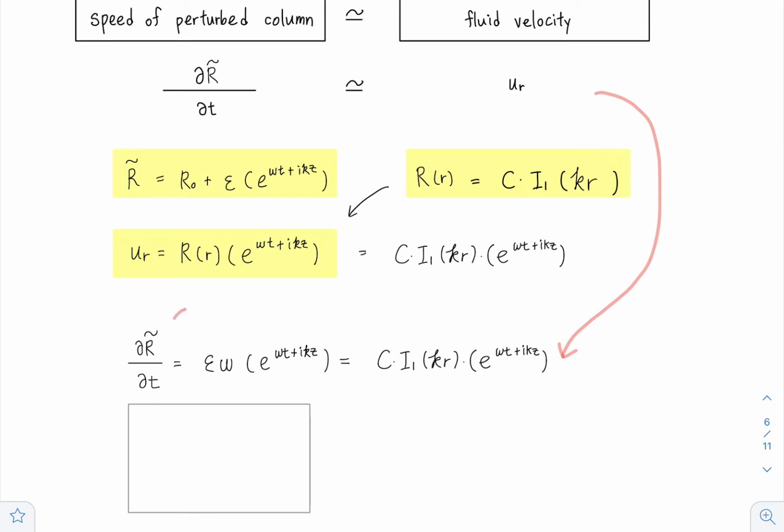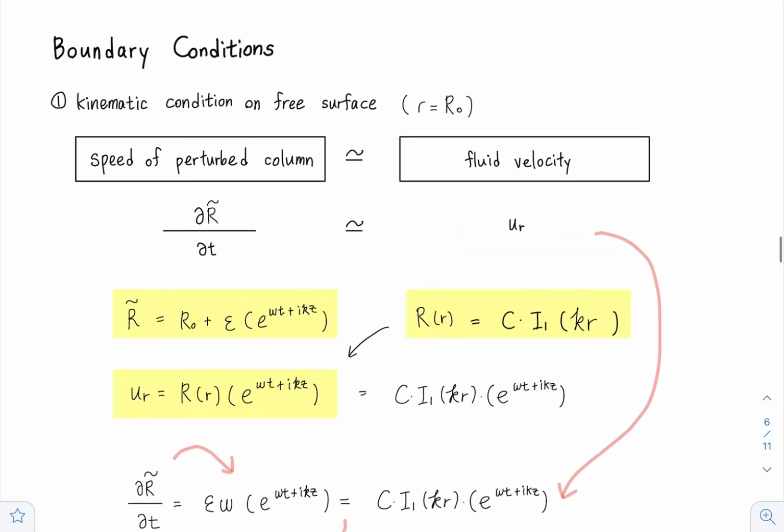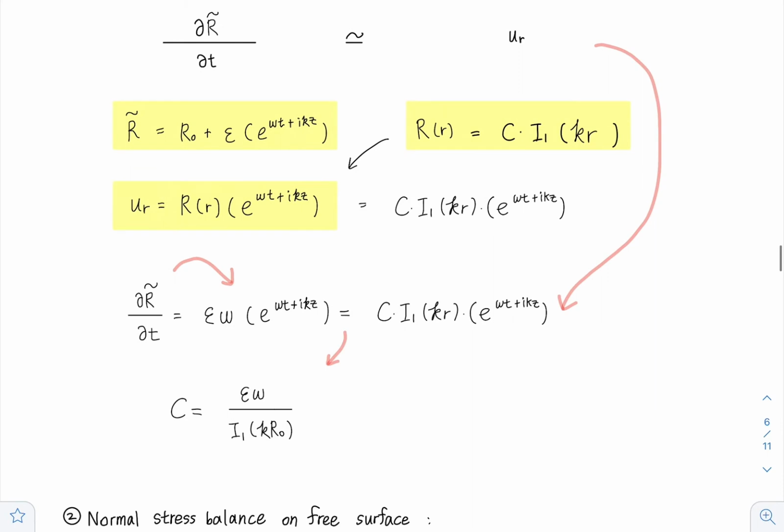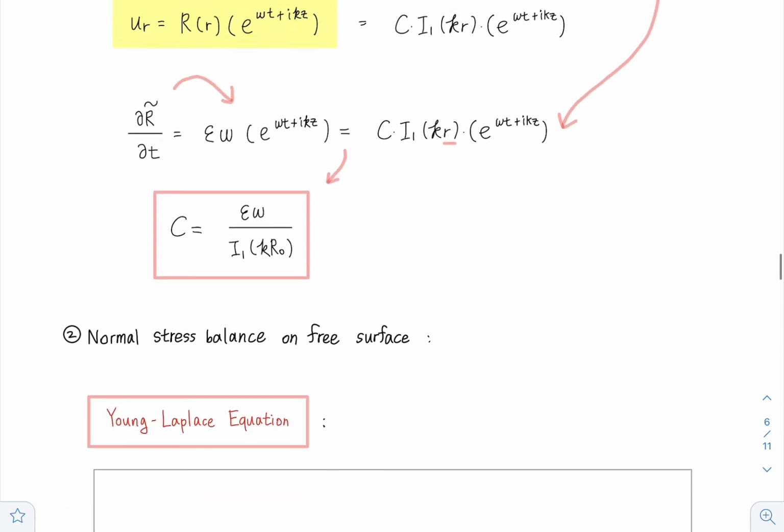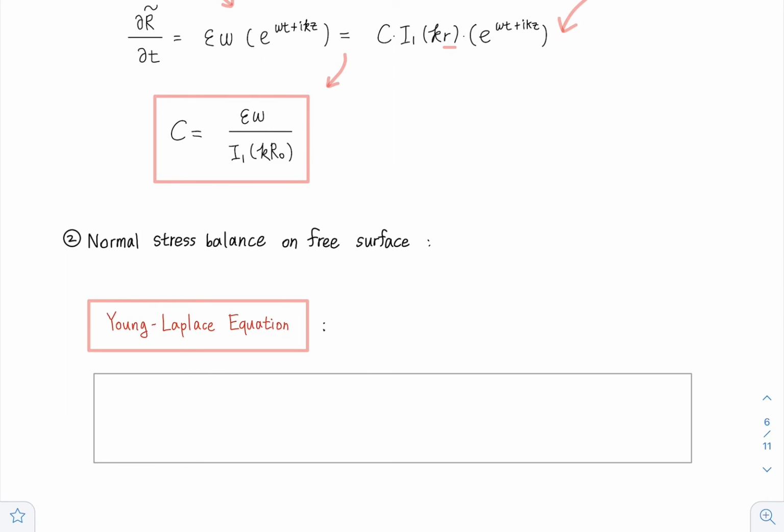Okay, we can equate these two guys. This one just came from here, and they pop up like this, and we are gonna equate them. And what does this equation tell us? Well, we can now determine what our constant c is. Our constant is epsilon omega over I1 kr0. By the way, I just said that we are taking a free surface condition where r is r0. That's why we just plugged in r0 inside this R here. Now that we know our c, everything is gonna be much easier, because the c is gonna constantly come out again and again as we do our analysis. And secondly, our second equation, the normal stress balance on the free surface.